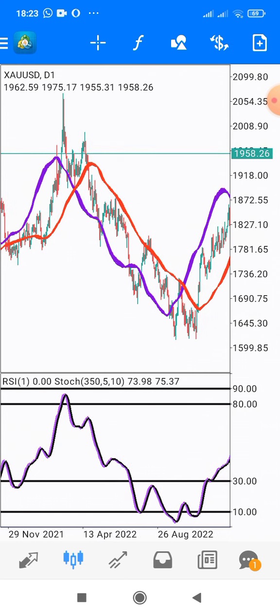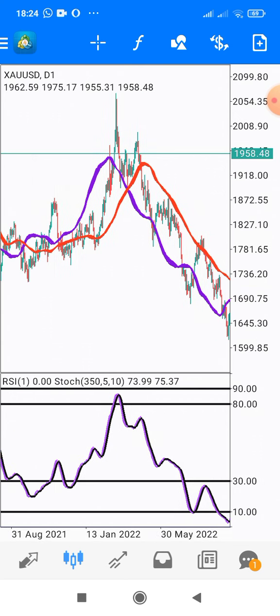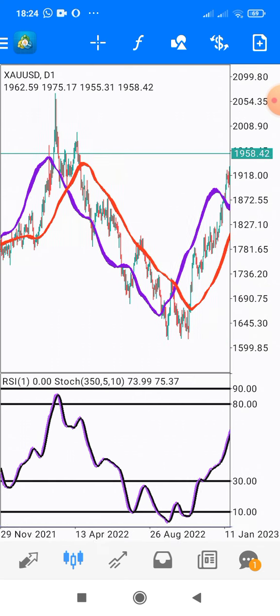Just check where there is a cross section between those two lines, the purple and the red. Then you go down. Look at your stochastic indicator. What does it tell you? Is it overbought or oversold? Anytime you see the red line above the purple line, and stochastic is in the upper section between 80 and 90, it has gone to 90 and is coming back to 80, enter, sell.